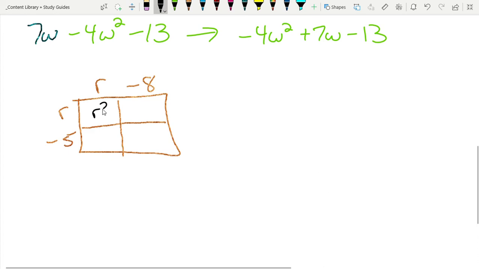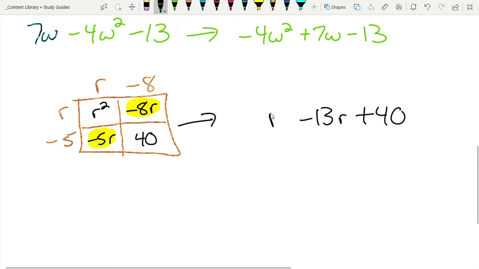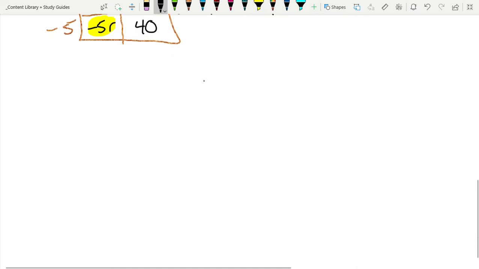r times r is r squared. r times negative 8 is negative 8r. r times negative 5 is negative 5r. Negative 5 times negative 8 is positive 40. Now we put together the like terms. We have some r's that are like terms. So those go together. So negative 8r and negative 5r make negative 13r. Then you've got your plus 40 and your r squared from the beginning.